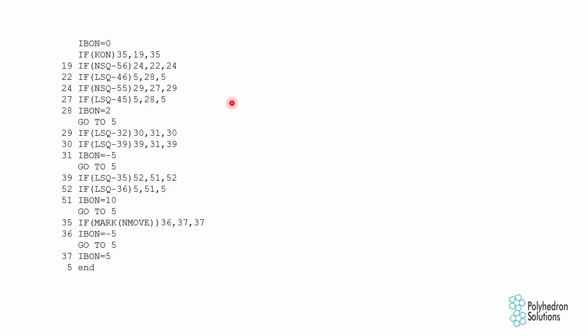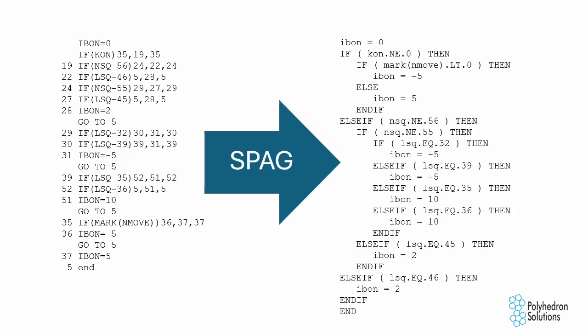Here's an example of the sort of thing I'm talking about. This is a piece of really dense spaghetti involving lots of go-tos and arithmetic ifs. And here's what SPAG can do to it. It removes all the go-tos and makes it into something that you have a hope of understanding and following what's going on.